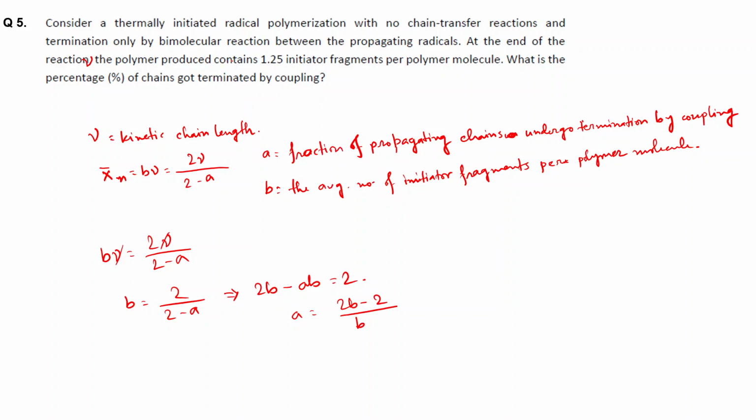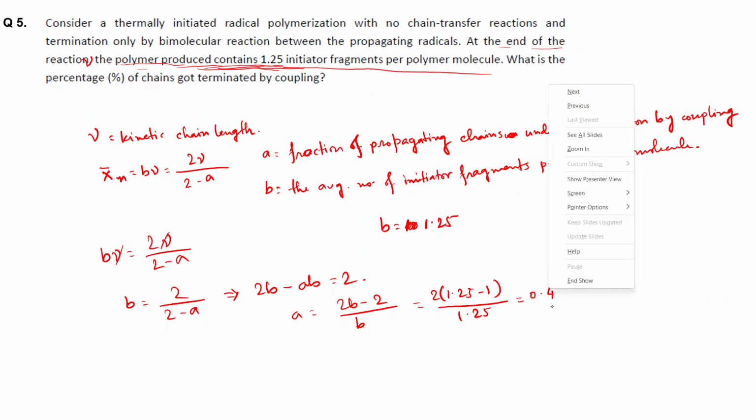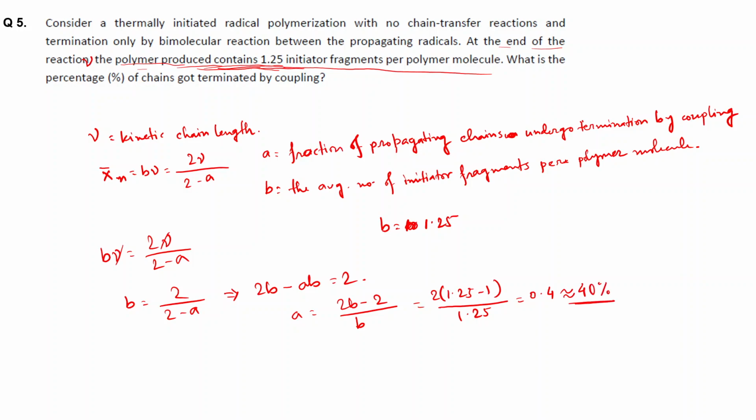Here they have already told that at the end of the reaction, the polymer produced contains 1.25 initiator fragments per polymer molecule. That is B is equal to 1.25, right? So if you do the calculation, (1.25 minus 1) by 1.25, it will be around 0.4, right? If it is 0.4, and you convert it into percentage, it will be around 40%. So 40% is the answer.